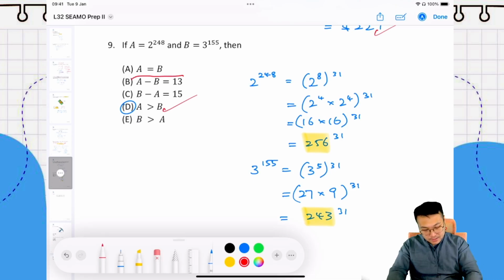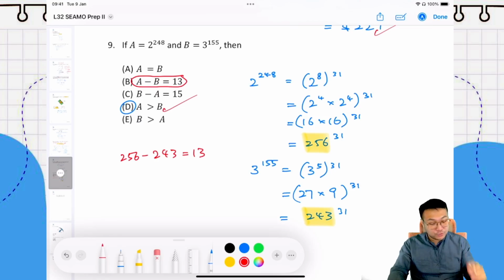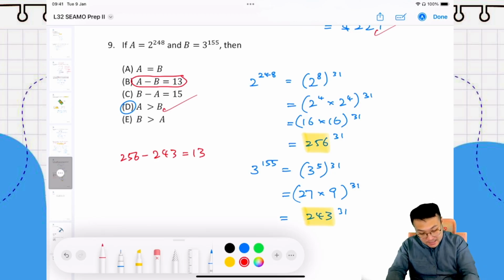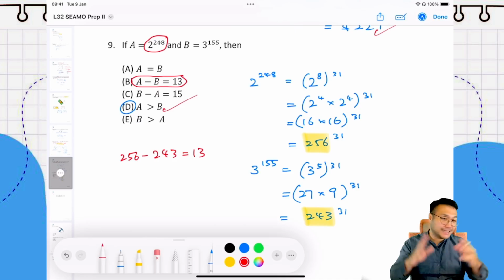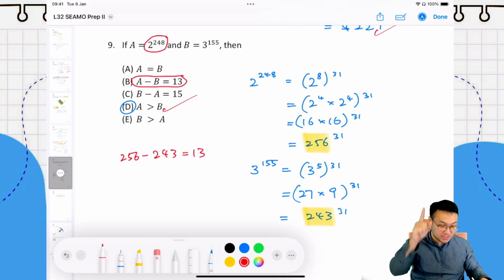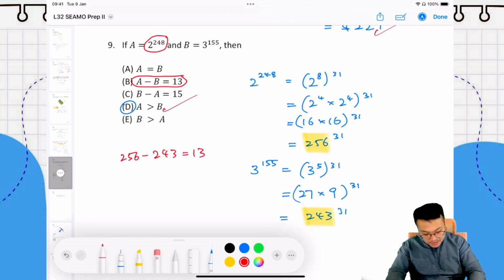Now, what about this? A minus B is 13. So 256 minus... Even if you say 256 minus 243 equals 13, A is not 256, you know. A is the entire number. So you cannot just take 256 minus 243. A is actually 256 to the power of 31, and B is 243 to the power of 31. The answer is definitely not going to be 13. So please don't choose that answer. Alright, now let's try the next one.